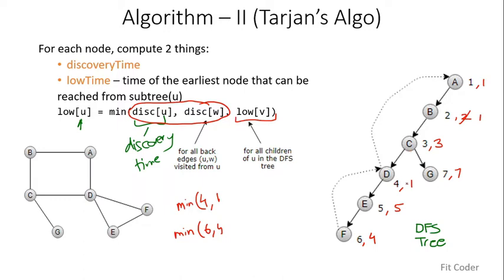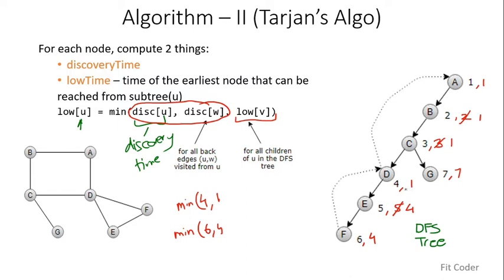For C, low time of D is 1, so we have to again change it to 1. For D it is fine because it is already the minimum of all the children. So E has a child F which has a low time of 4, so we have to again reassign low time of E to 4. So these are the final low times that we have calculated for this DFS tree.